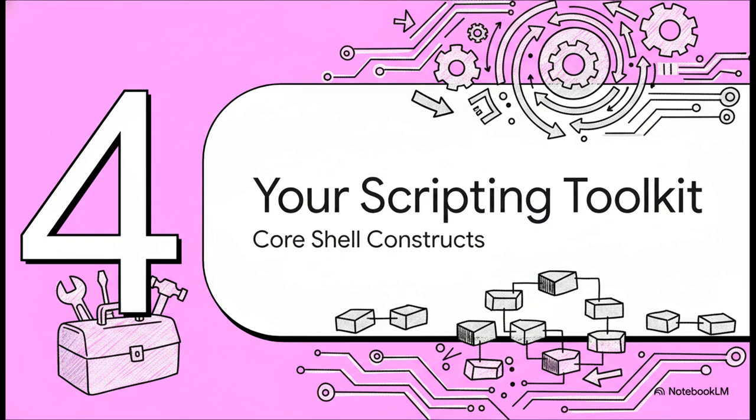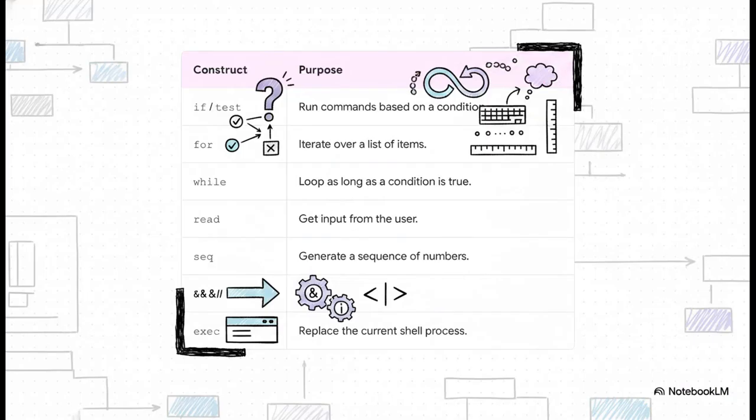All right, so now we get it. We know how to make our scripts dependable with the shebang. So let's talk about what we actually put in them. It's time to build out your essential scripting toolkit with the core building blocks you'll need to write some really smart and powerful scripts. So here are the heavy hitters we're going to cover.